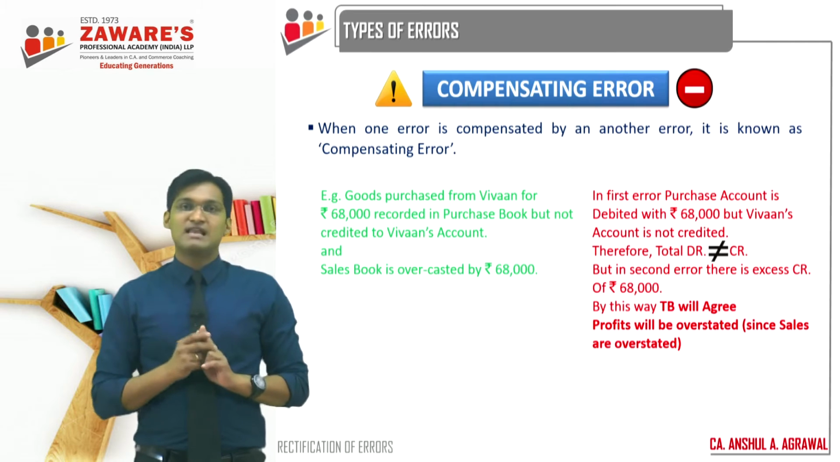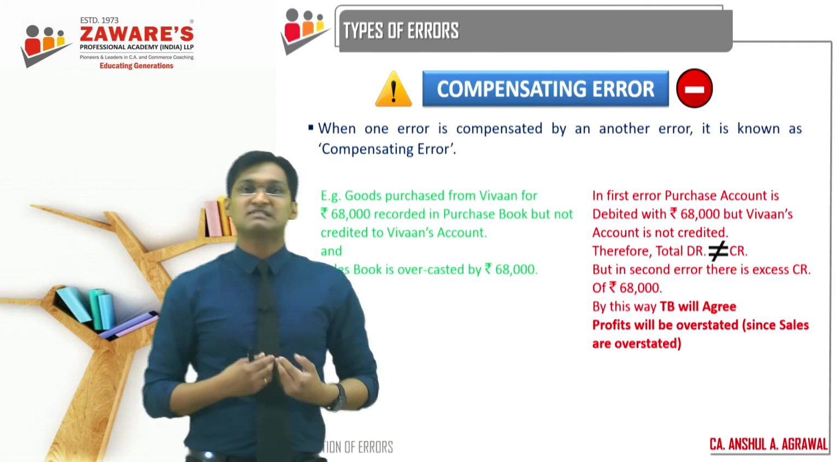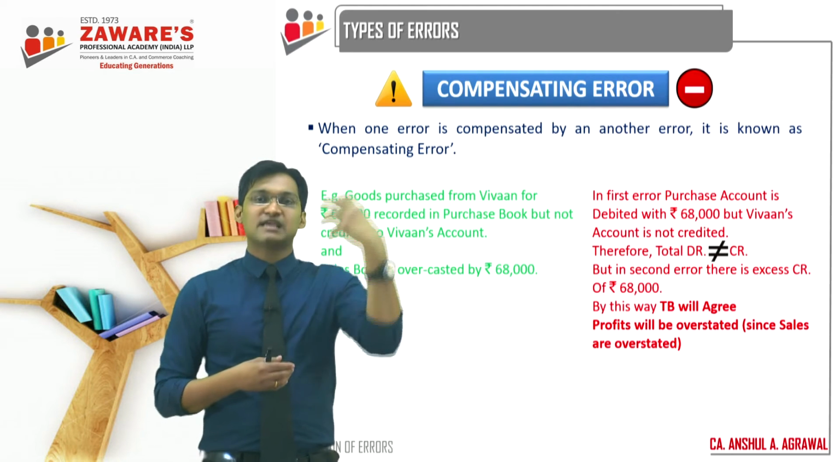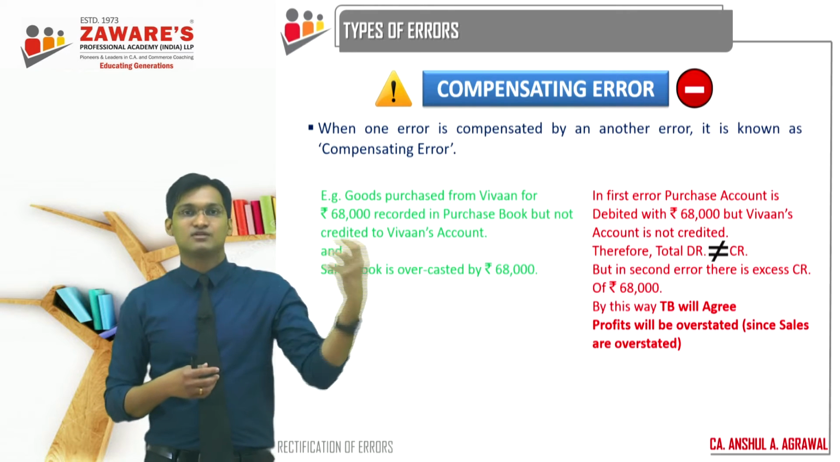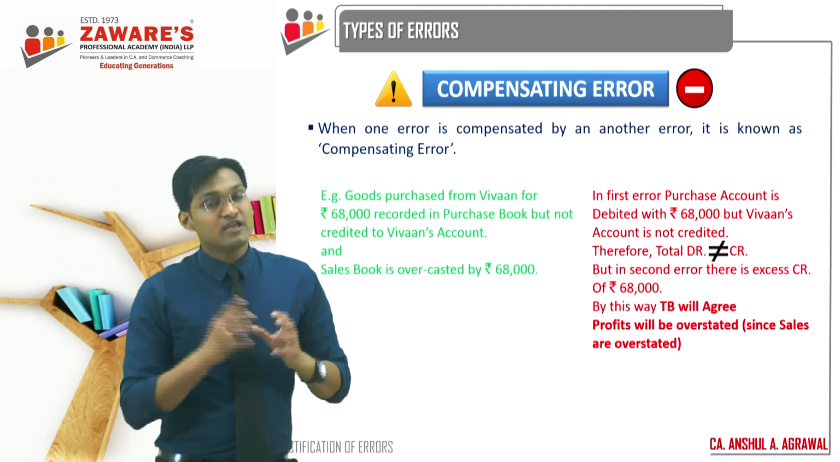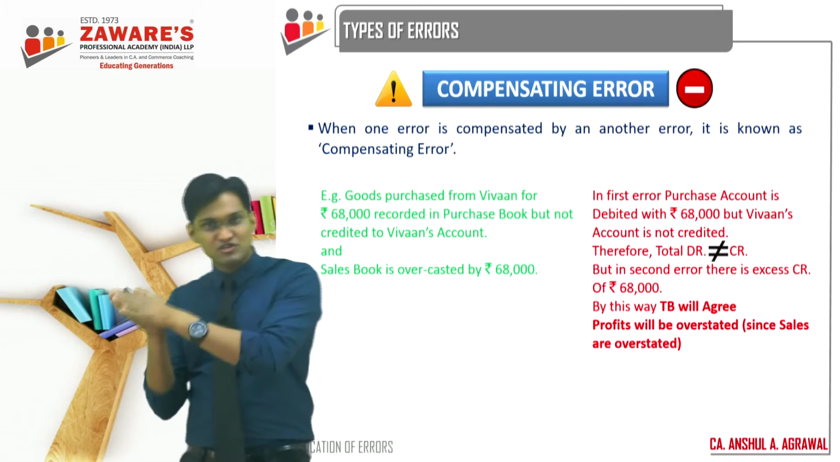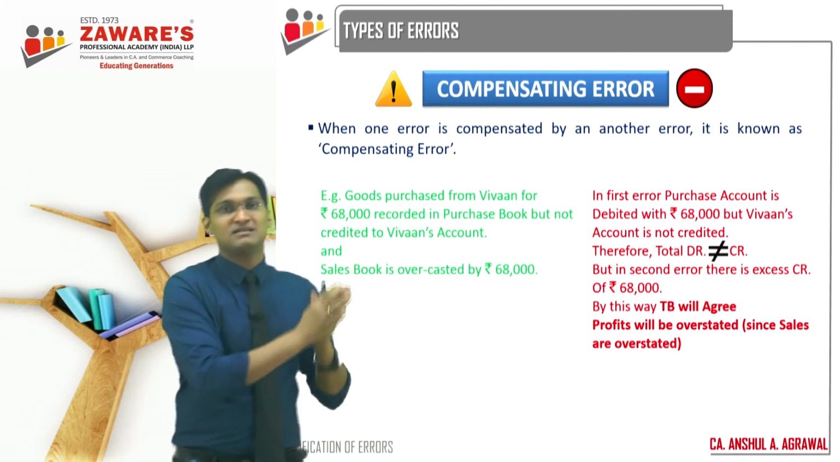We have also seen, after this, we have taken a transaction, goods purchased from Vivan for rupees 68,000. Credit purchase transaction, and we have analyzed various 8 types of errors that can happen and what are its effect on debit, credit and mismatch of trial balance. We have seen the 4 types of errors: error of omission, error of commission, error of principle and the compensating error.